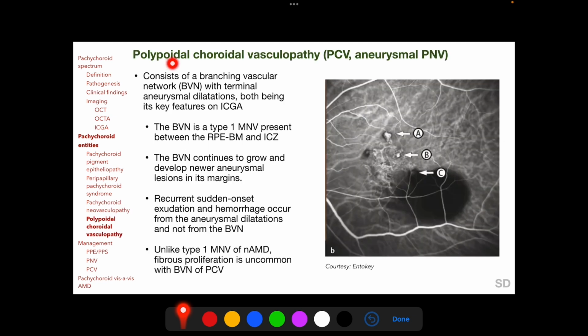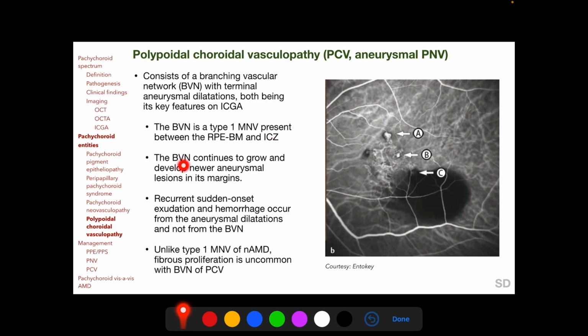Polypoidal choroidal vasculopathy, also known as PCV or aneurysmal PNV, is clinically the most important entity in the pachychoroid spectrum, and the key features of polypoidal choroidal vasculopathy on ICGA are a branching vascular network or BVN with terminal aneurysmal dilatations of the BVN. The branching vascular network is a type 1 macular neovascularization present between the basement membrane of the RPE and the inner collagenous zone of the Bruch membrane.